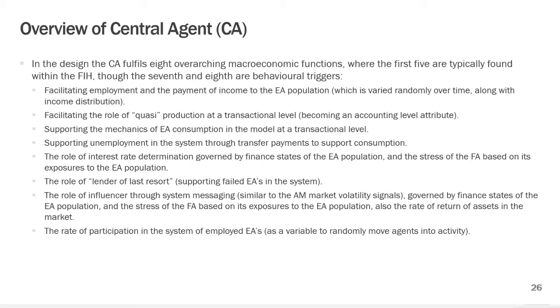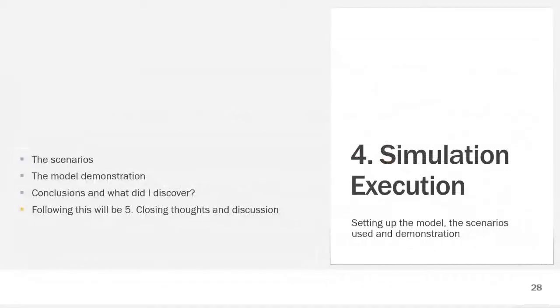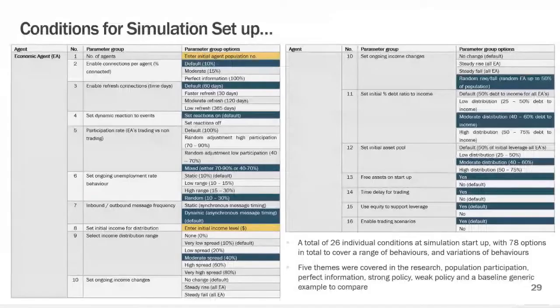So they will send signals irrespective of the actual situation and start to shape the agent population and see what they're going to do. In the execution, this is just basically a view of the simulation setup. In the PhD, I looked at 26 individual conditions, 78 different options. So the permutations are quite extensive.